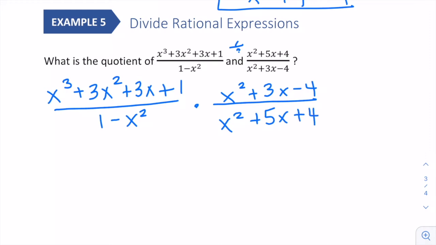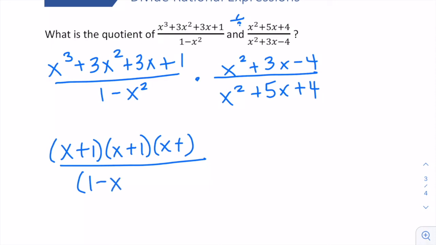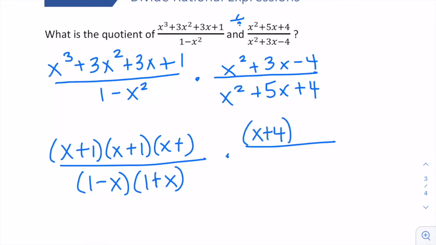So we're flipping the second fraction upside down. We're finding that reciprocal. All right, so same steps here. We're going to factor. So this factors into x plus 1 cubed. So I'm just going to put this as x plus 1, x plus 1. And then the denominator, well, that factors into 1 minus x, 1 plus x. So you can start to see we have another opposite right there. And then in the second fraction, we have x, two numbers that multiply to make negative 4 and add to make 3. That's going to be x plus 4, x minus 1. And then two numbers that multiply to make 4 and add to make 5. That's going to be x plus 4, x plus 1.